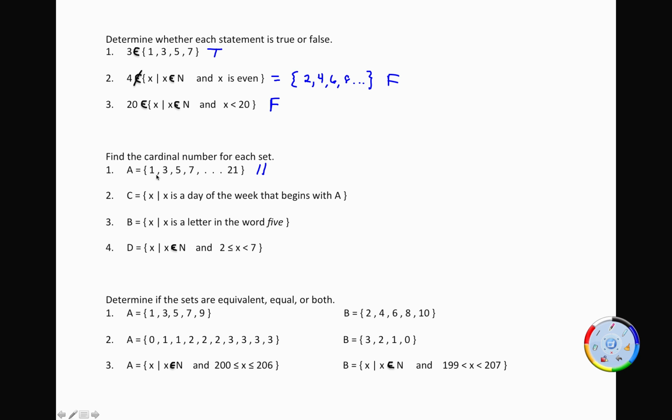Or I can think about the numbers from 1 to 20. Half of them are odd, half of them are even, and I get that there are 10 odd numbers, and so 21 is one more odd number.